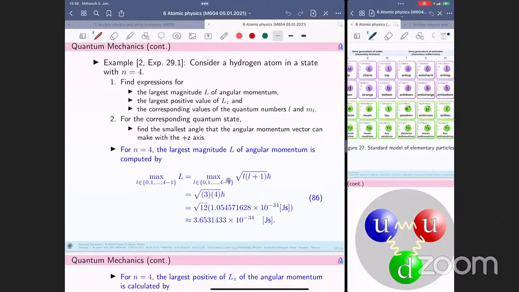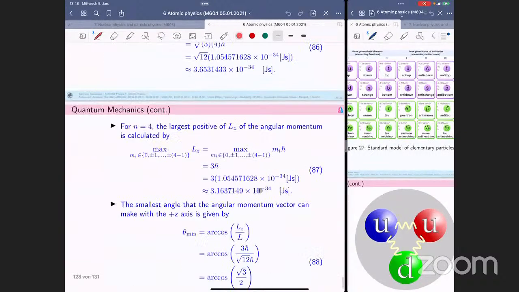Okay. So 3, you can choose whatever. If l is equal to 3, you get the square root of 3 times 4, square root 12, times ħ. ħ is the reduced version of the Planck constant, so you multiply it with this one, it's 10 to the power of negative 34.